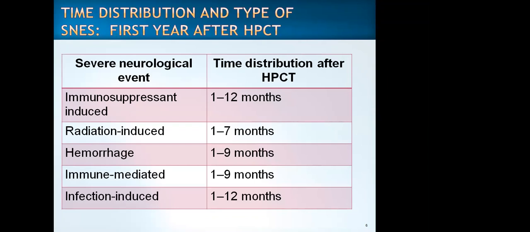Regarding the time distribution and type of severe neurologic events, in the first year after HPCT it is mostly immunosuppression induced. We have seen cyclosporine and tacrolimus, and in some cases radiation induced hemorrhages, where low platelets and hypertension give a chance of hemorrhages. There are also immune mediated and infection induced events.